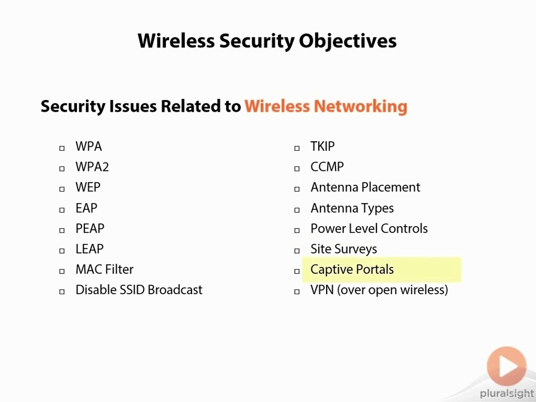Then we talked about captive portals, how we can be in an open or an unsecure wireless network, and we can be prompted for credentials and, of course, security vulnerabilities that exist with that. And then we talked about VPNs over that open wireless network and why that is still a preferred choice and really our best bet for maintaining security when we're operating in an insecure environment.